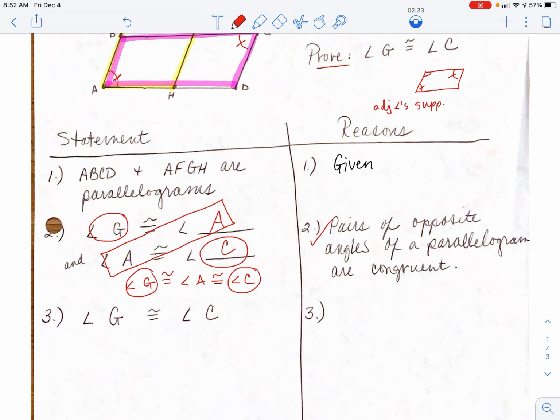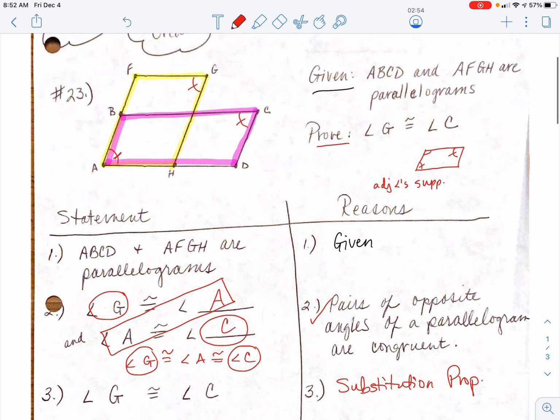So in step 3, we say that angle G and angle C are congruent based on the substitution property. And that's what we're doing. We're just substituting in what we found out about two pairs of angles. We're going to pull out the angle G and C and kind of like substitute that in place of A. So that's why we call it the substitution property. And that's basically all there is to number 23.